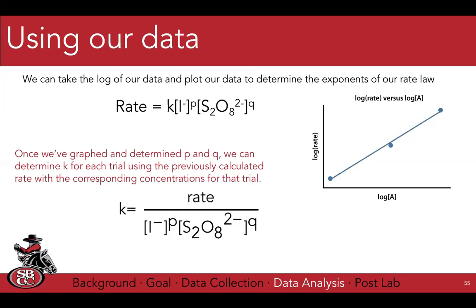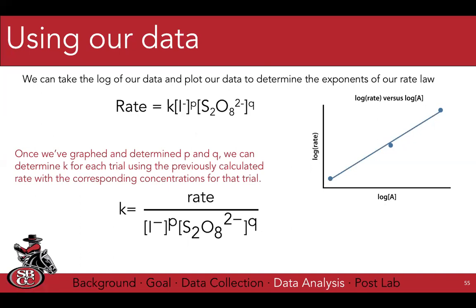So once we've done that, we're going to do that for holding the persulfate constant, find P, and then we can hold iodide constant. This becomes 1, and we can do the same plot and solve for Q. Once we've done that, we know P and Q.